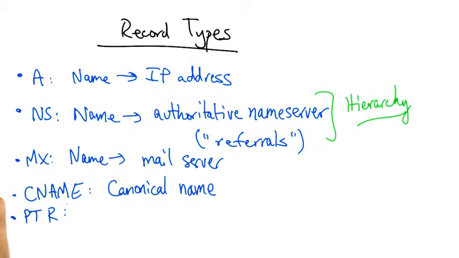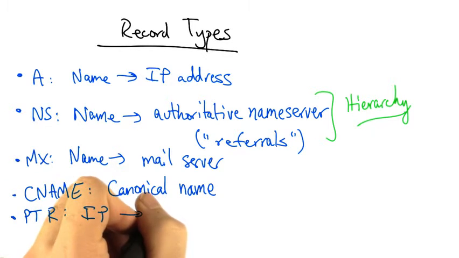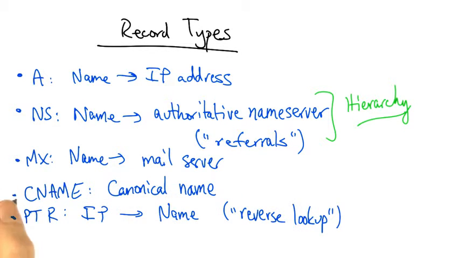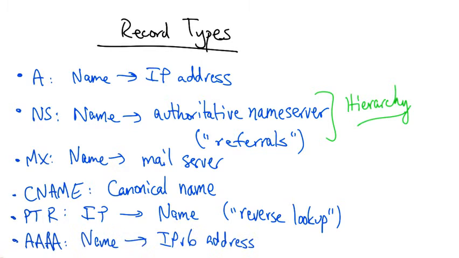The PTR is another record that we'll look at, and this maps IP addresses to domain names. For example, if you wanted to know the name for a particular IP address, you need to issue a PTR query. This is sometimes called a reverse lookup. Finally, a quad A record maps a domain name to an IPv6 address.